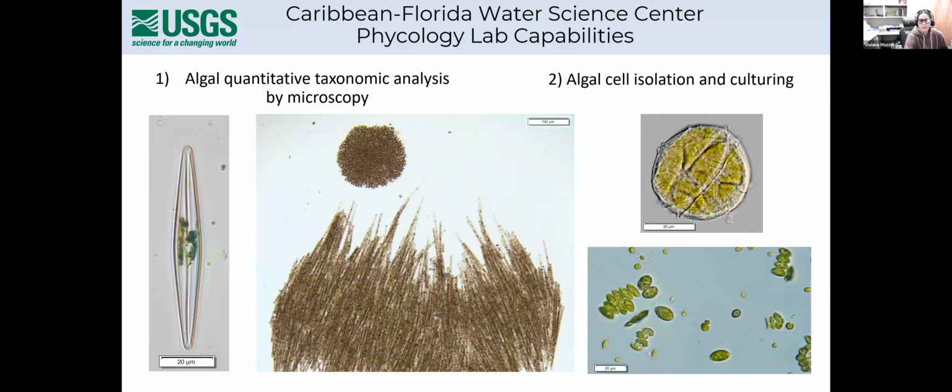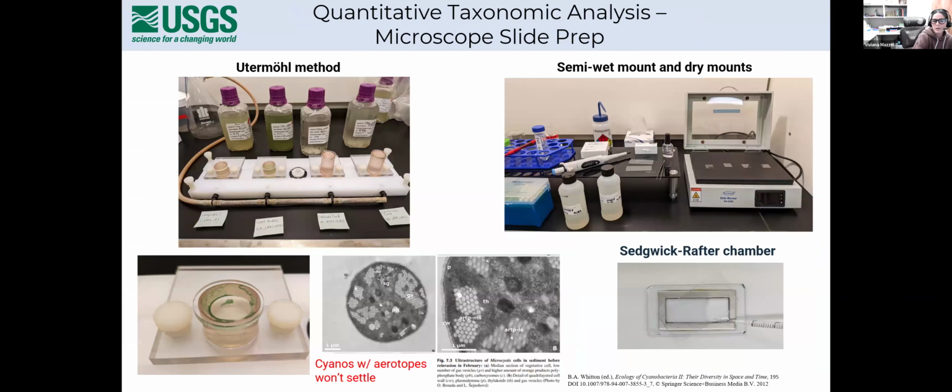So the two primary activities of the lab here are to perform quantitative taxonomic analysis by microscopy, as well as cell isolation and culturing of algae. So here's just a slide showing some of the most common slide preparation methods that we use here. Utermöhl is our go-to for phytoplankton quantitative counts.